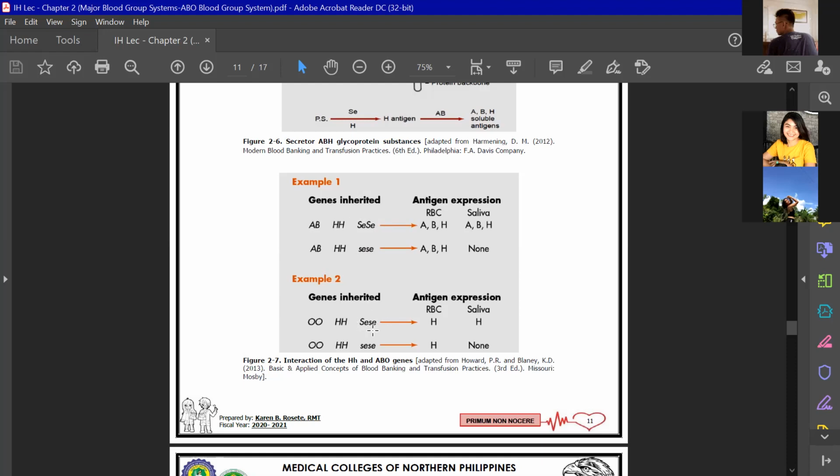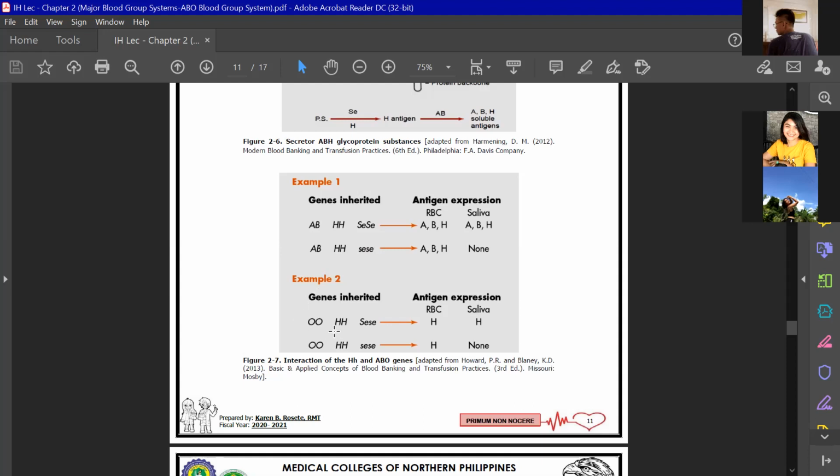The inheritance of your big letter SE gene makes individuals secretors, meaning they have soluble antigens in their body secretions or body fluids. Pag ang na-inherit ng individual ay yung maliit na letter se, that will make the individual a non-secretor. Meaning, wala siyang soluble antigens in his or her body secretions or body fluids. So once na ito ang na-inherit ng individual, he or she is considered a non-secretor. So, meaning walang A, B, and H soluble antigens present in the body secretions and body fluids. Only antigens in the red cells.